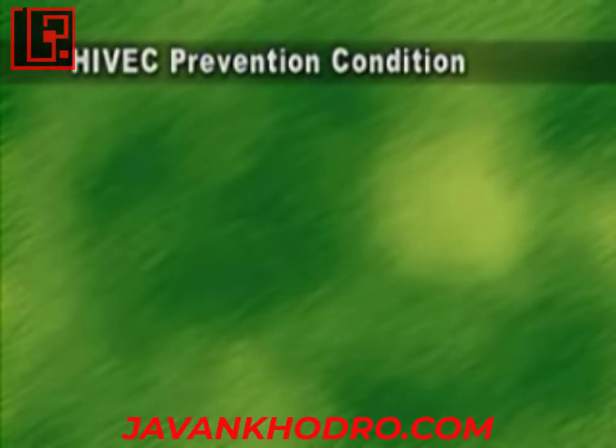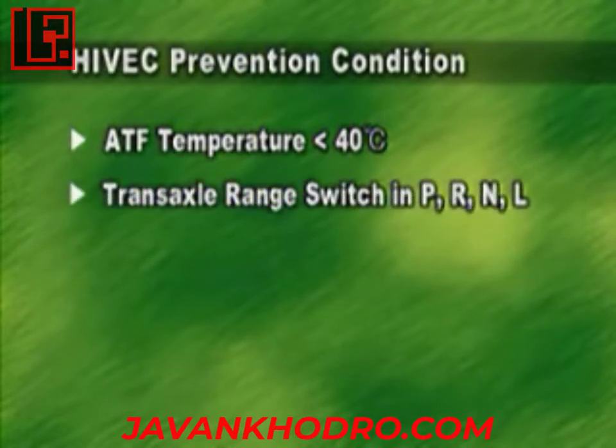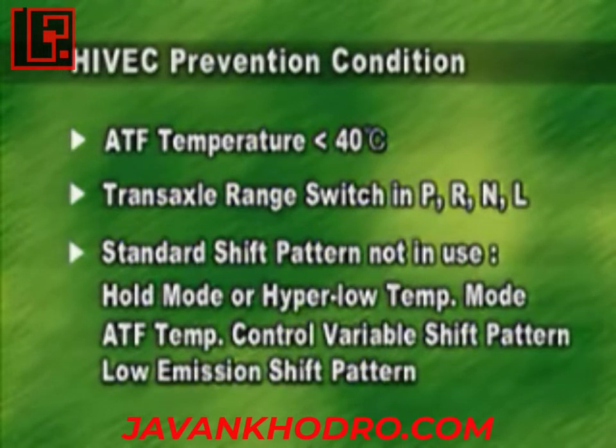Following is an explanation on the condition of HIVEC prevention. When the automatic transaxle fluid temperature is below 40 degrees centigrade. When transaxle range switch is in P, R, N, L. When standard shift pattern is not used, in other words, any of the following mode is applied: hold mode or hyper-low temperature mode, variable shift pattern for automatic transaxle fluid temperature control, low emission shift pattern.